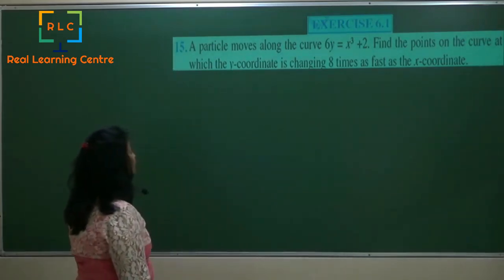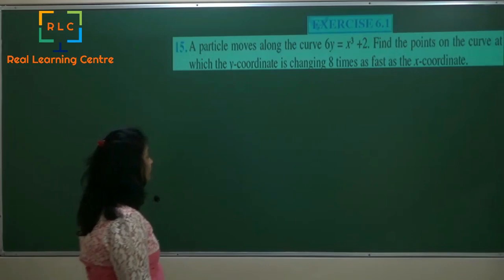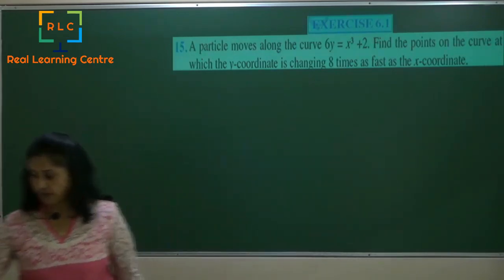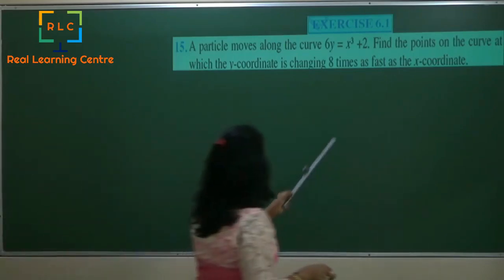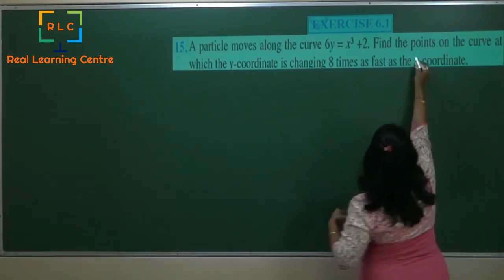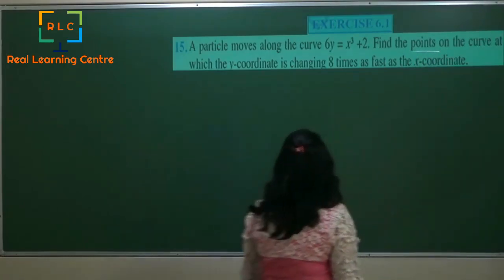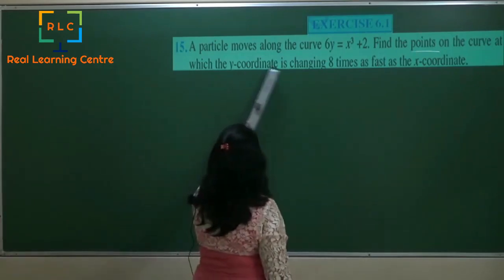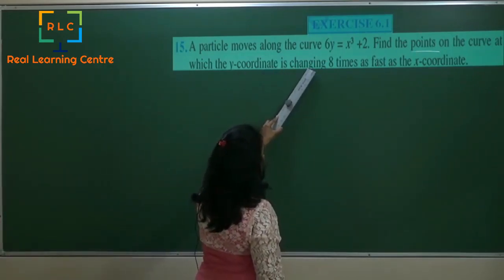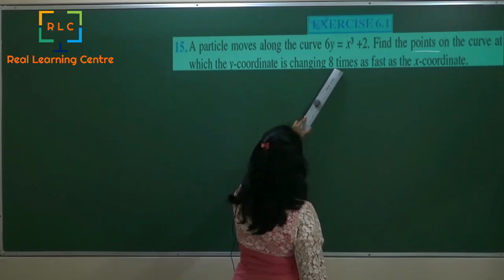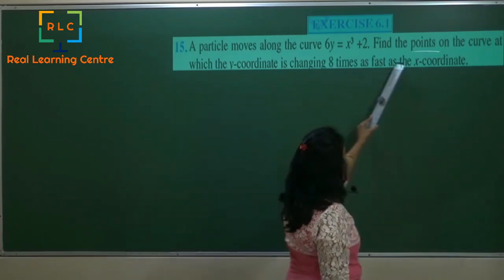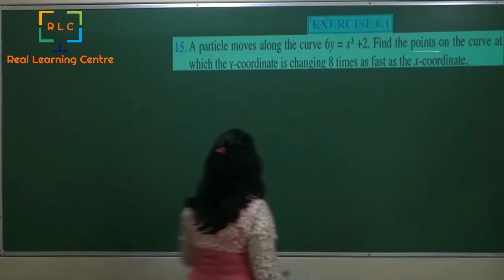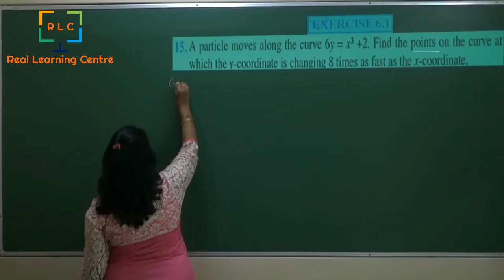Question number 15 tells you that a particle moves along the curve 6y is equal to x cube plus 2. This is the curve given to us. Find the points on the curve at which the y coordinate is changing 8 times as fast as the x coordinate is changing. Y coordinate is changing, dy by dt, is equal to 8 times dx by dt. So they have given the data like this.